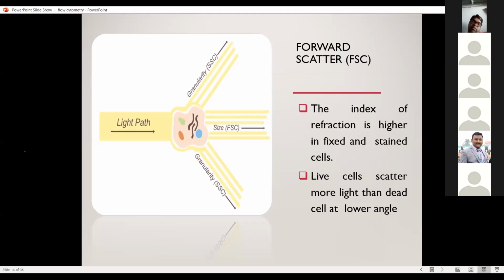So dead cells scatter at a lower angle. On the basis of this scattering, we can differentiate how many cells in our population are live cells and how many are dead cells.